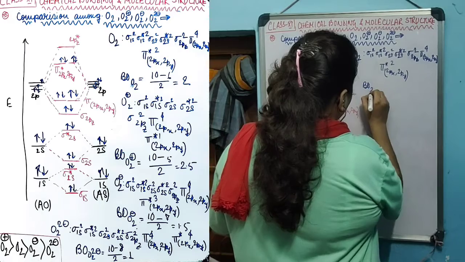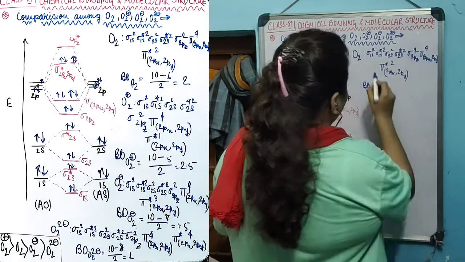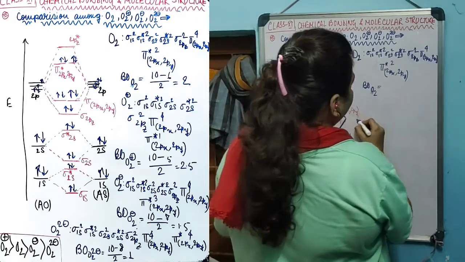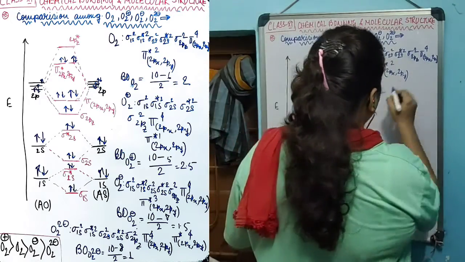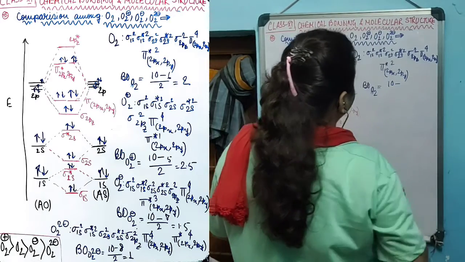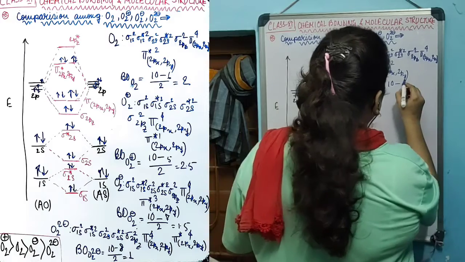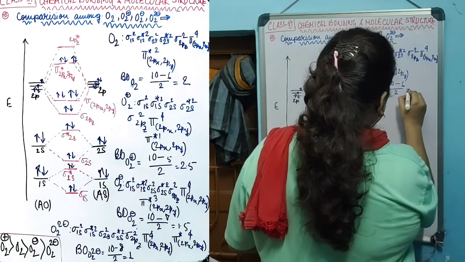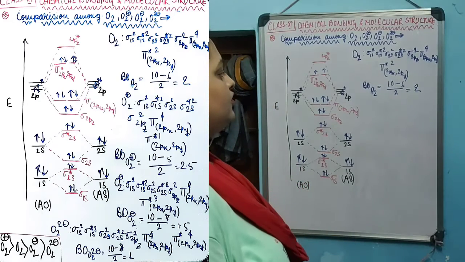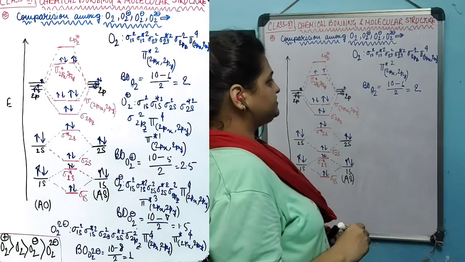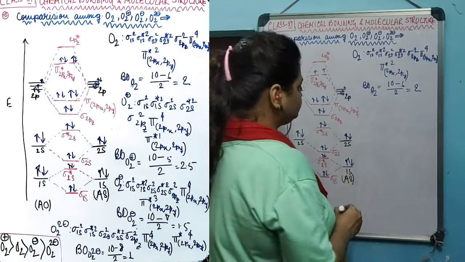Let's calculate the bond order for O2. Bonding electrons are 2 and 2, 4, 4 and 2, 6 and 4, 10, minus antibonding electrons 2 and 2, 4, 4 and 2, 6, divided by 2. That is, the bond order of the O2 molecule is 2. That implies that the oxygen molecule is constructed by a double bond, which is true.